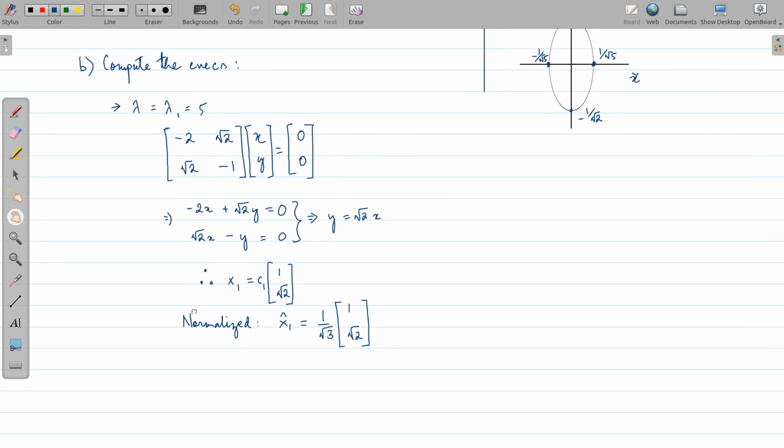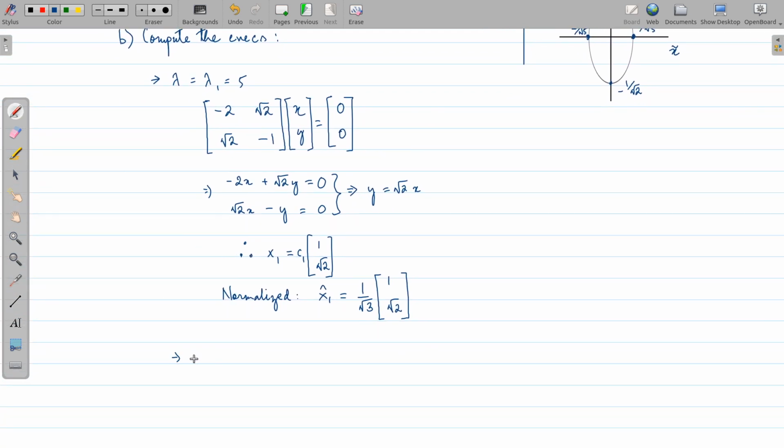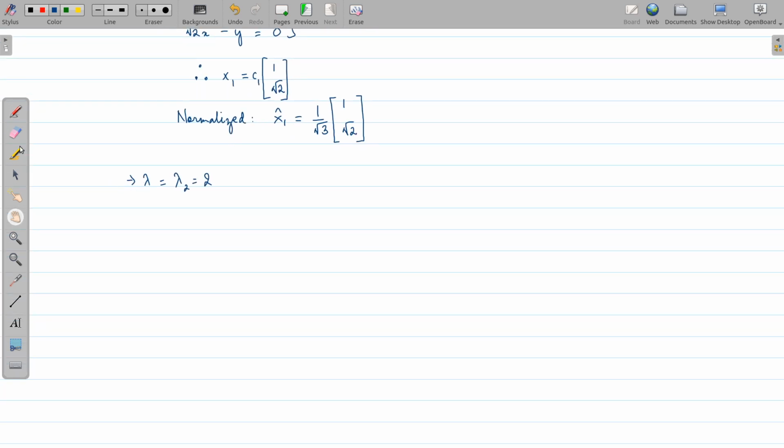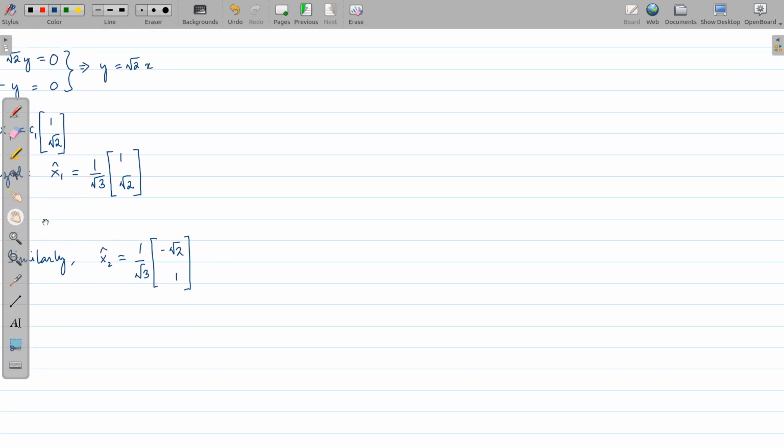In a similar way, similarly, for the other eigenvalue, lambda is equal to lambda 2. The other eigenvalue is 2. Again, I leave it to you to try out for yourself. Similarly, the normalized x2 hat, I'll finally get this to be equal to 1 by root 3 times minus root 2, 1. I'm leaving this to you to try out for yourself. So now all I need to do is just plot this vector and this vector. That is going to give me both the axes that we are talking about here.